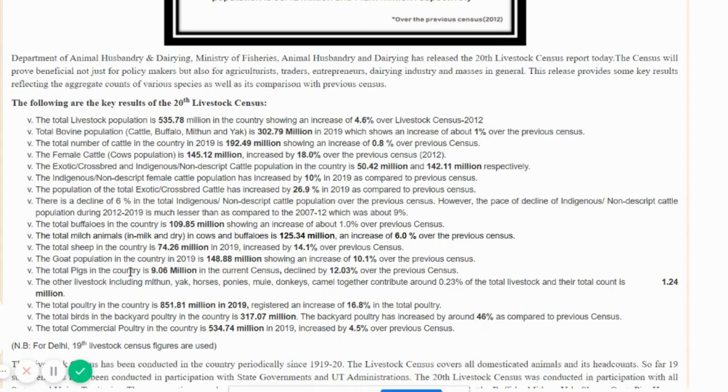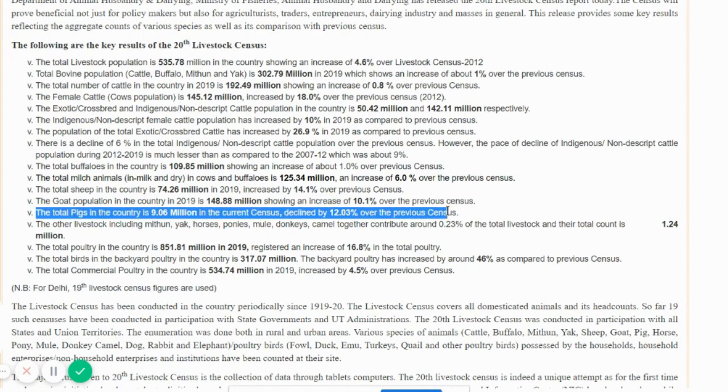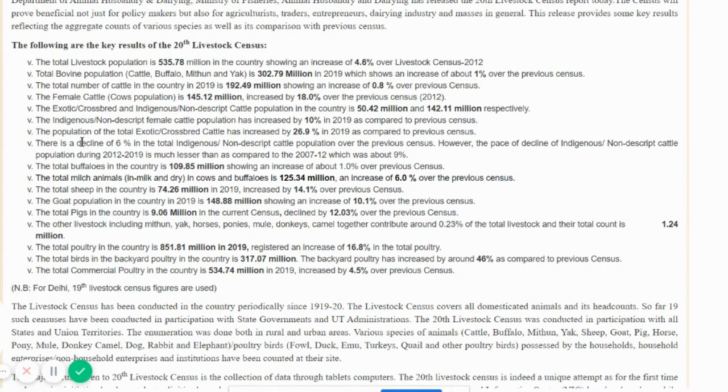One more thing is, out of all the things, there are one or two that have gone through a severe decline. The total pigs in the country has declined by 12.03% over the previous census. This is a striking piece of information. This can be asked, because apart from pigs, almost every animal has been on an increasing trend. So pigs would be a main focus here. Just remember, pigs got a decline of about 12%, which is huge when compared to the other animals that increased. And there is also one more decline.